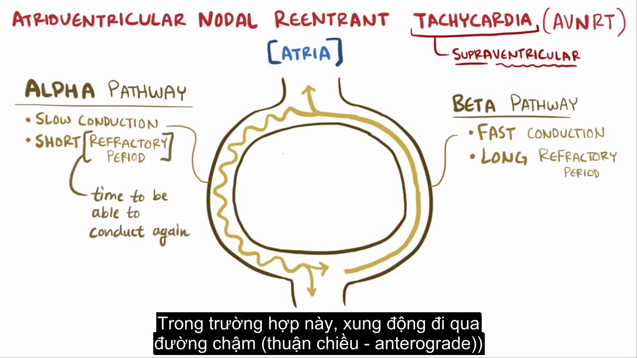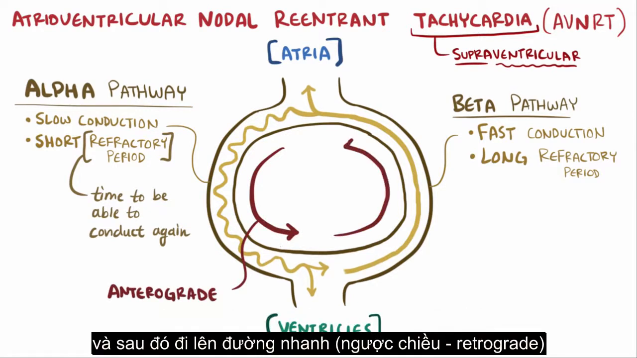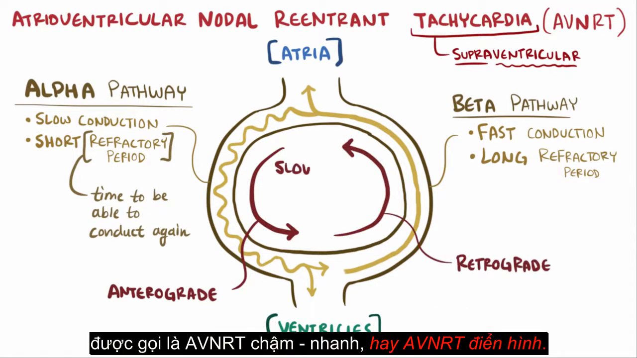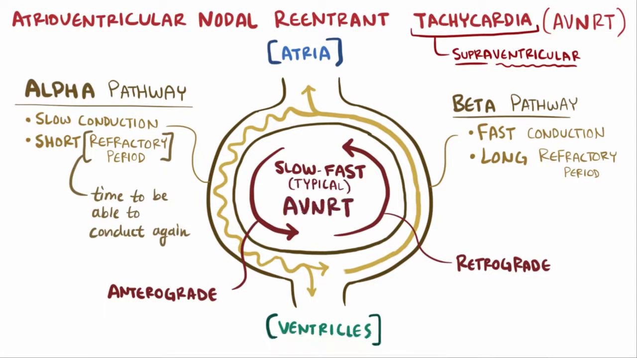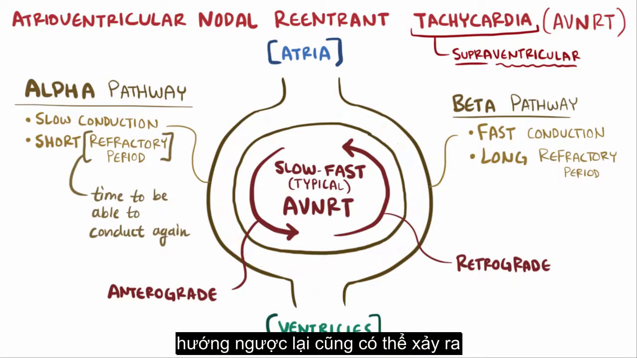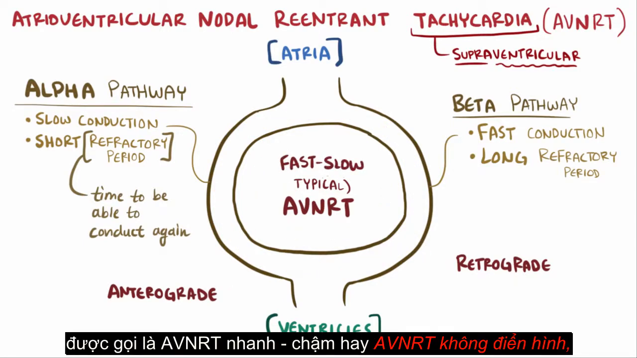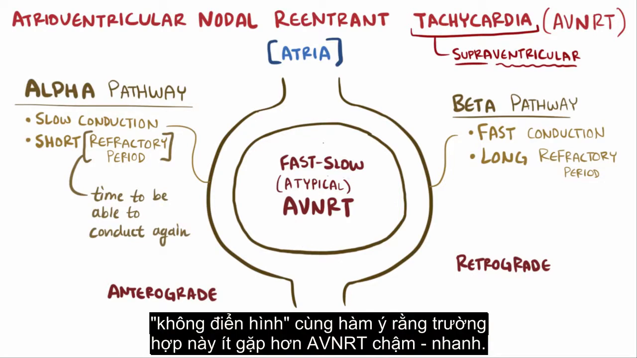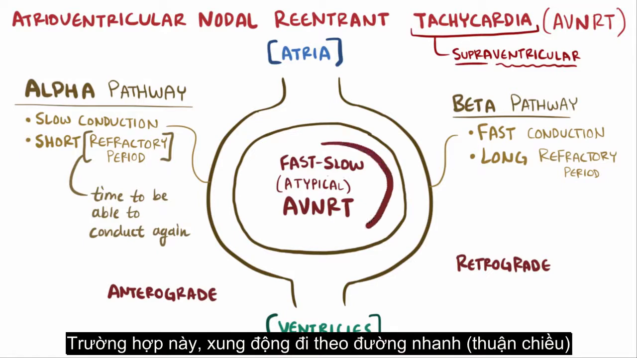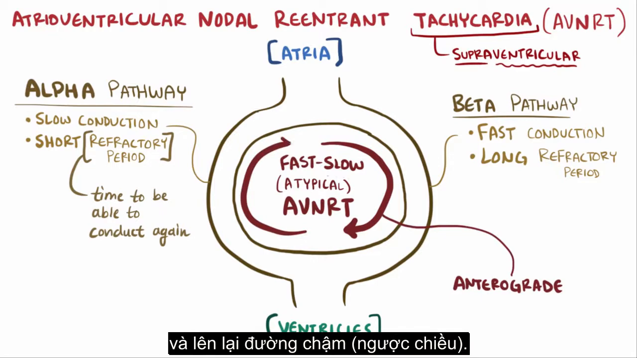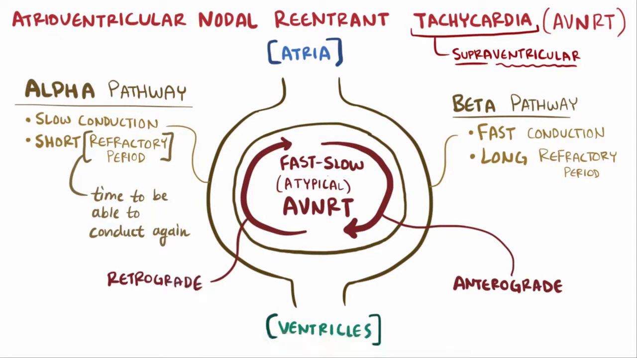This particular setup, where it goes down the slow pathway, or anterograde, and up the fast pathway, or retrograde, is called slow-fast AVNRT, or typical AVNRT. It's also possible to have the opposite, though, called fast-slow AVNRT, or atypical AVNRT, which, as the name suggests, is a lot less common than slow-fast AVNRT. With this type, the pathway goes down the fast pathway, or anterograde, and up the slow pathway, or retrograde.